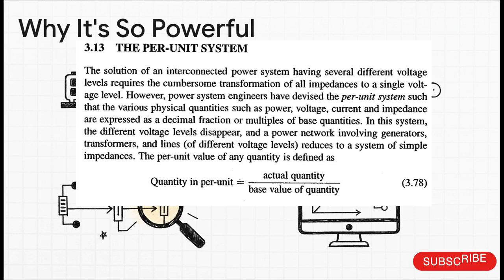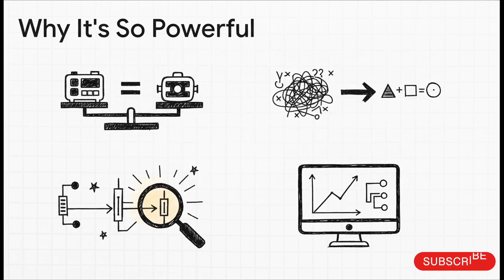So why is this such a game changer? Well, for one, it standardizes everything. Suddenly, that generator's voltage and that motor's voltage can be compared directly, apples to apples. It makes the math way simpler, it helps engineers spot potential problems from a mile away, and it's absolutely perfect for the complex computer simulations that run the modern grid. And this isn't just some textbook theory. This is how engineers actually predict stress on the system and prevent those massive cascading blackouts.